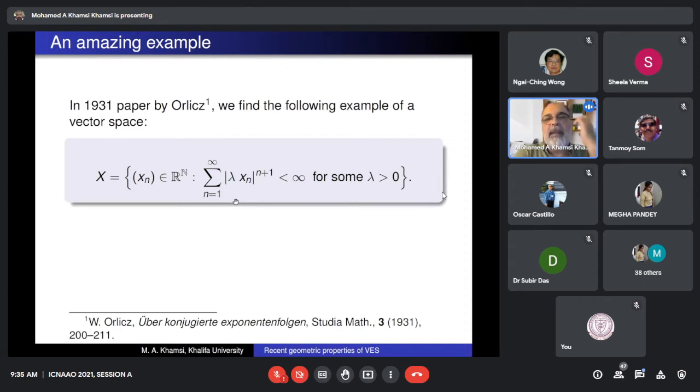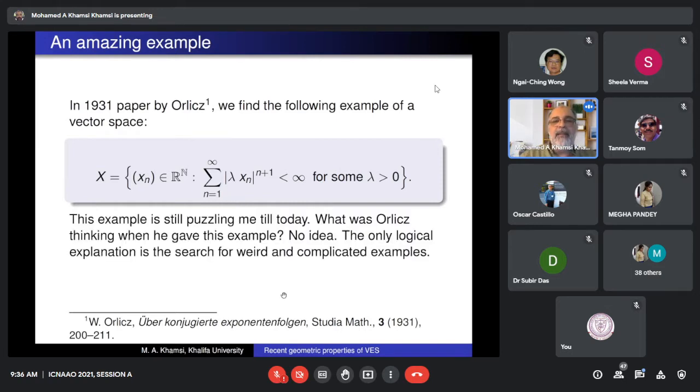And what's amazing is that the original article by Orlicz in 1931 did not dwell too much on this example, okay? I will say more about it in my talk. It's just an example, and he moved on, that's what you can see there. What was Orlicz thinking when he gave this example? I have no idea. I cannot tell you, because he didn't say it.